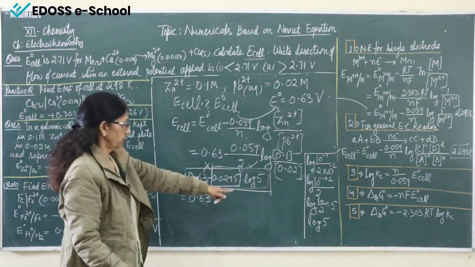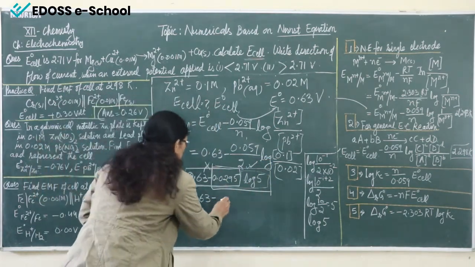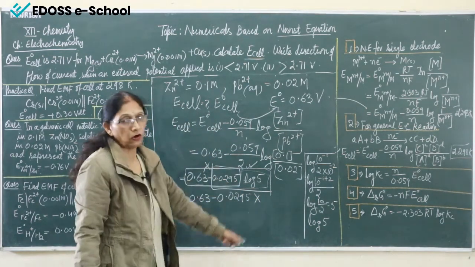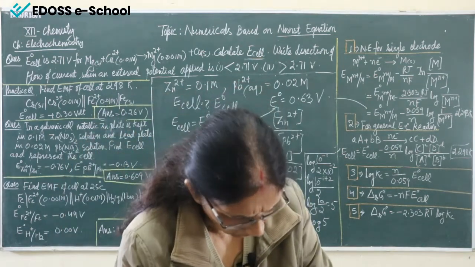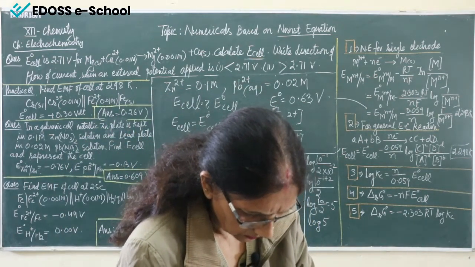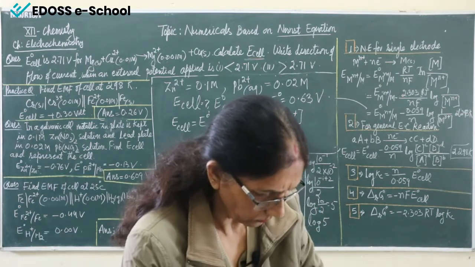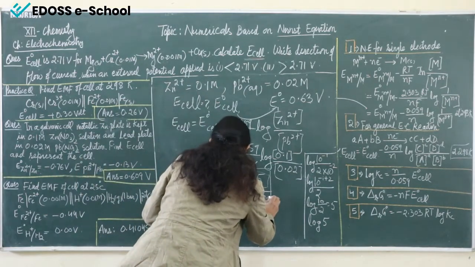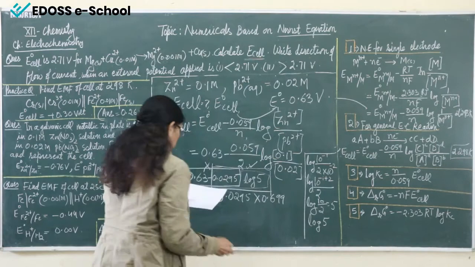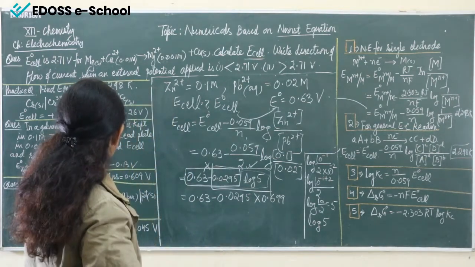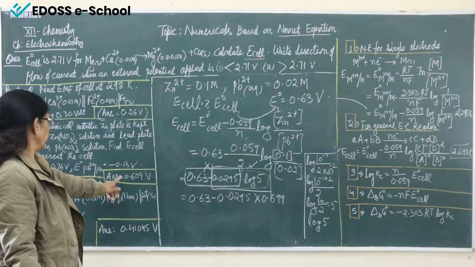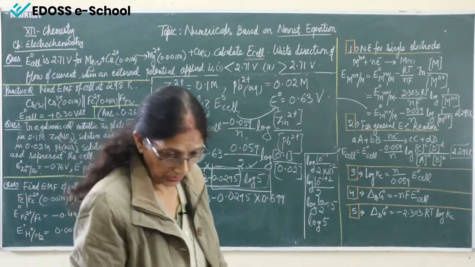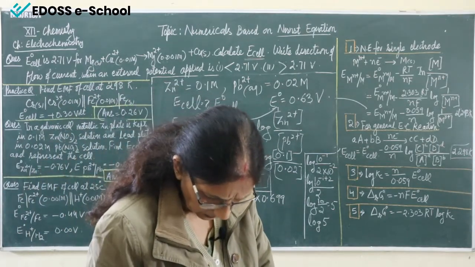This is right. Okay, now you can put here 0.63 minus 0.0295 multiplied by log 5. You can see the value of log 5 I think is coming 0.699. So in this way you can get this value. Okay, the answer is coming here 0.609. This is the answer of this question.